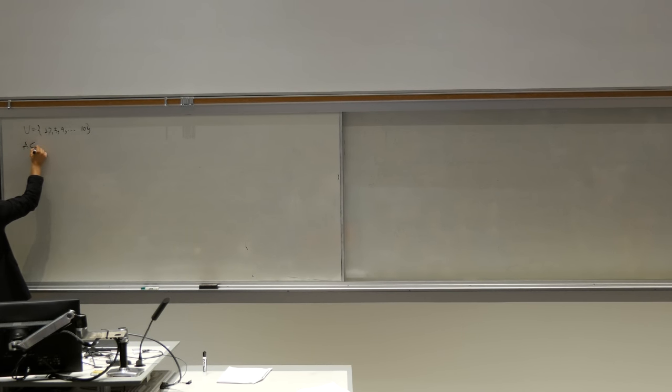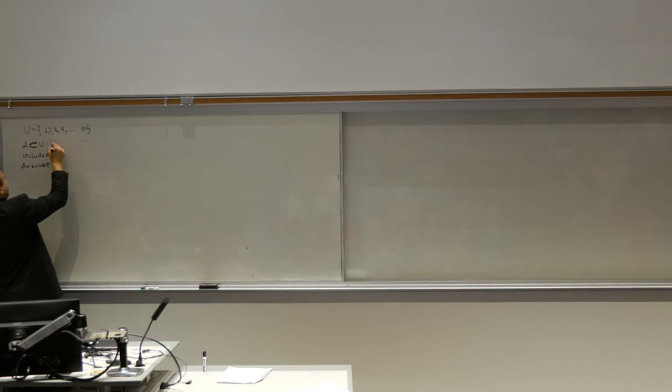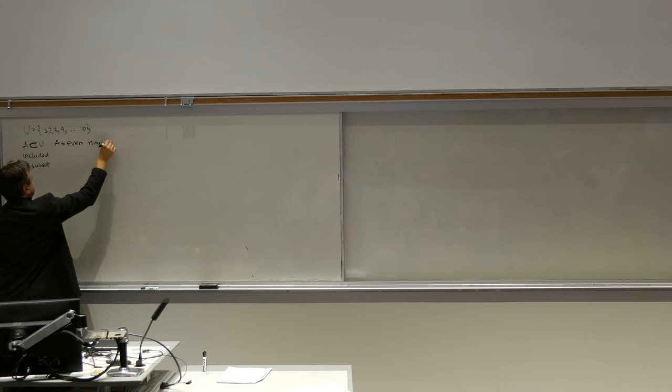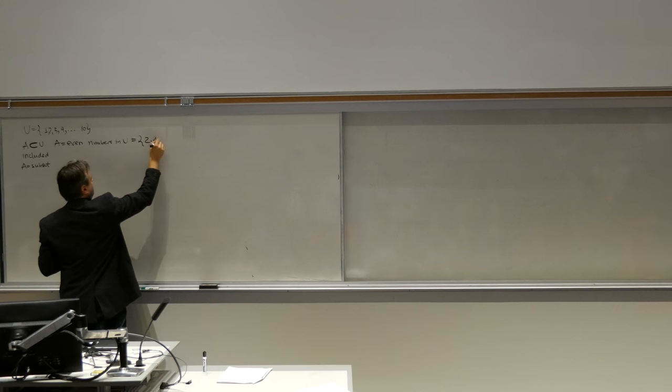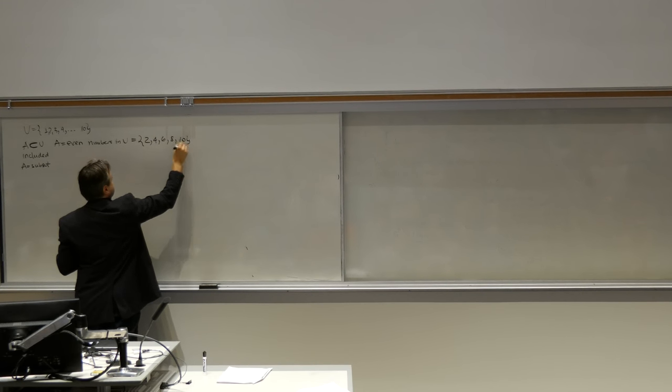And A is included in U. Let me say here, included. This sign, this U on the side, that's included, or A is a subset. I'm going to say A is the even numbers in U. I could say that. And I could enumerate them. What are the even numbers? 2, 4, 6, 8, and 10.